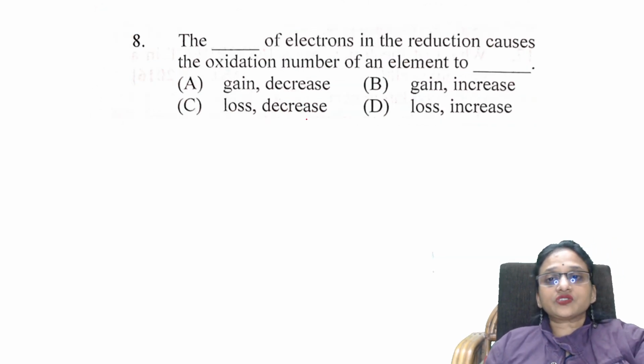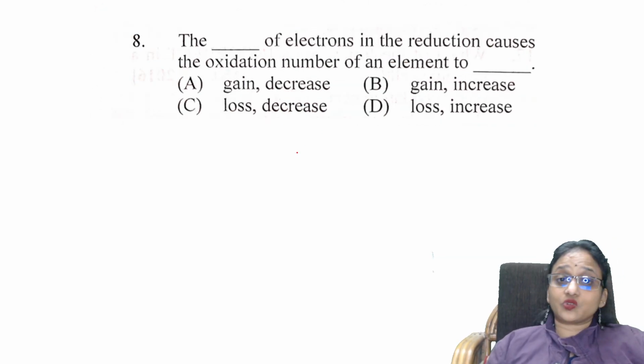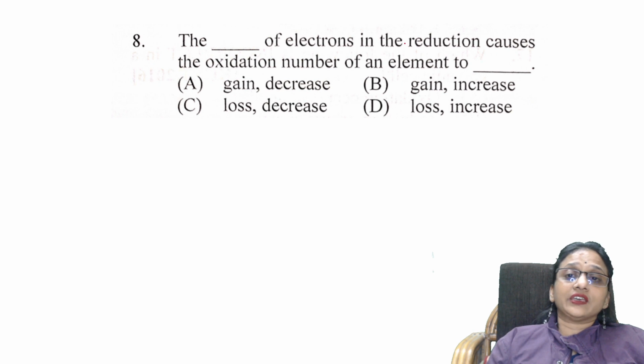The gain of electrons in the reduction process causes what to the oxidation number of the element? Reduction process means gain. When something is gaining, the oxidation number automatically decreases.